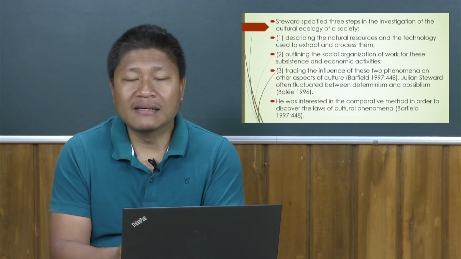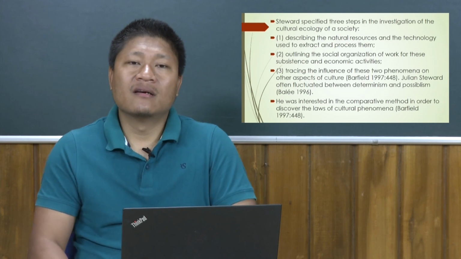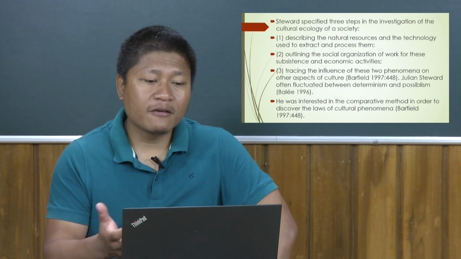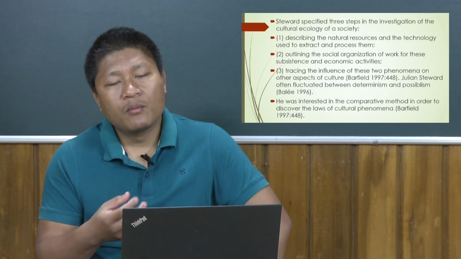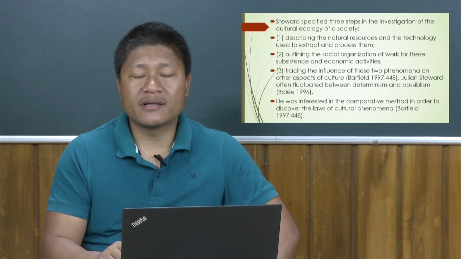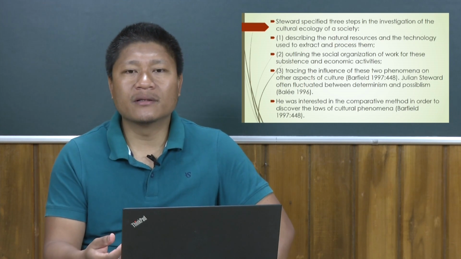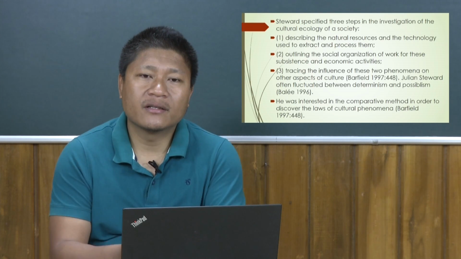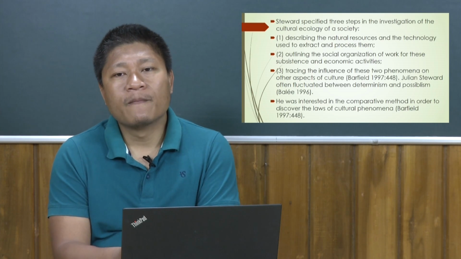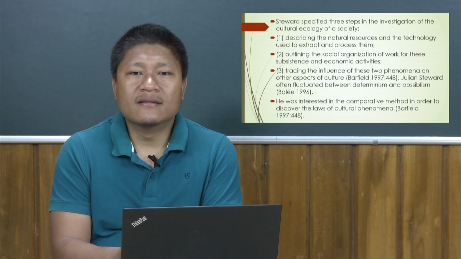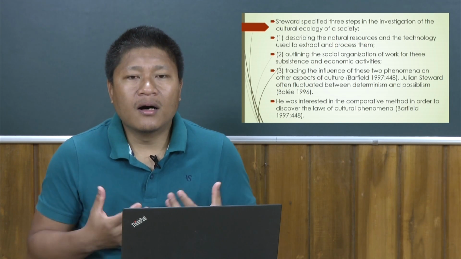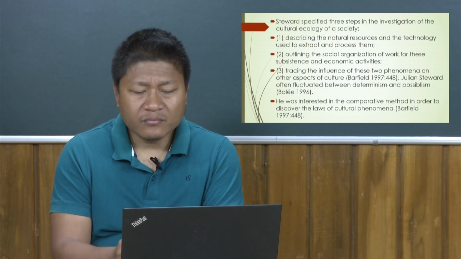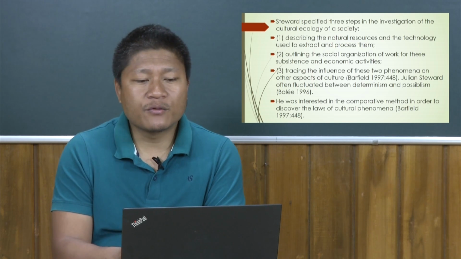Now, the first is that he tends to look at describing and understanding the natural resources and the kind of technology which was used to extract and process them. Why is technology important in the context of extracting or rather exploiting the resources? Because technology, in a sense, determines how well a community is able to use the resources sustainably or not.